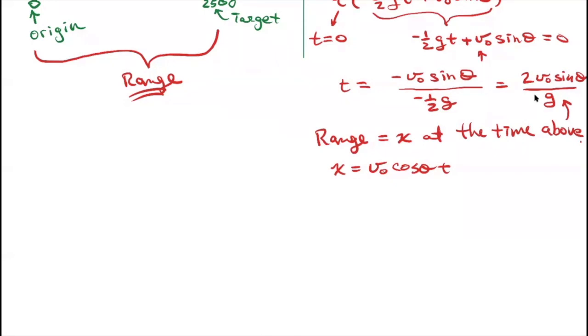We just say that this is equal to script v naught cos theta, and then the t becomes 2 script v naught sine theta over g.